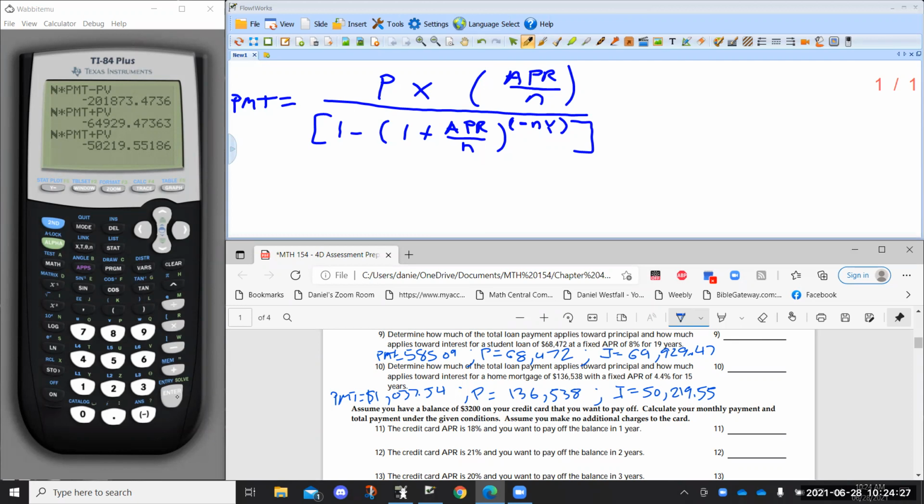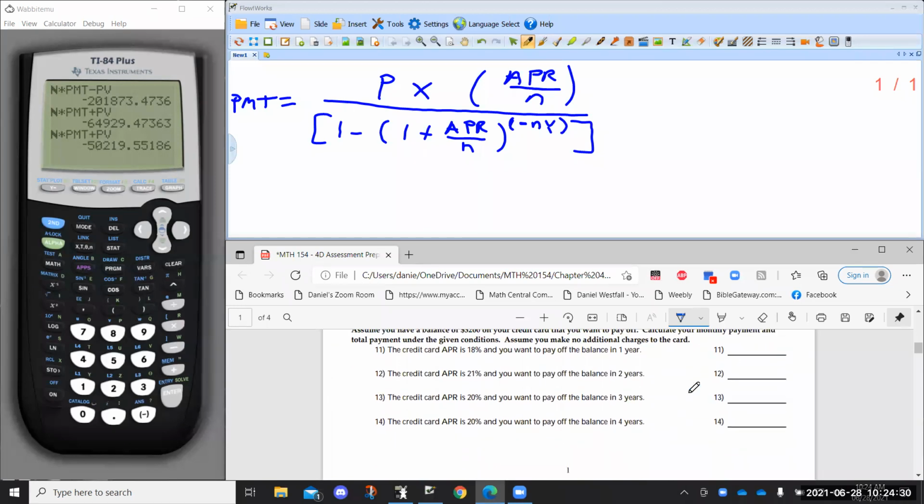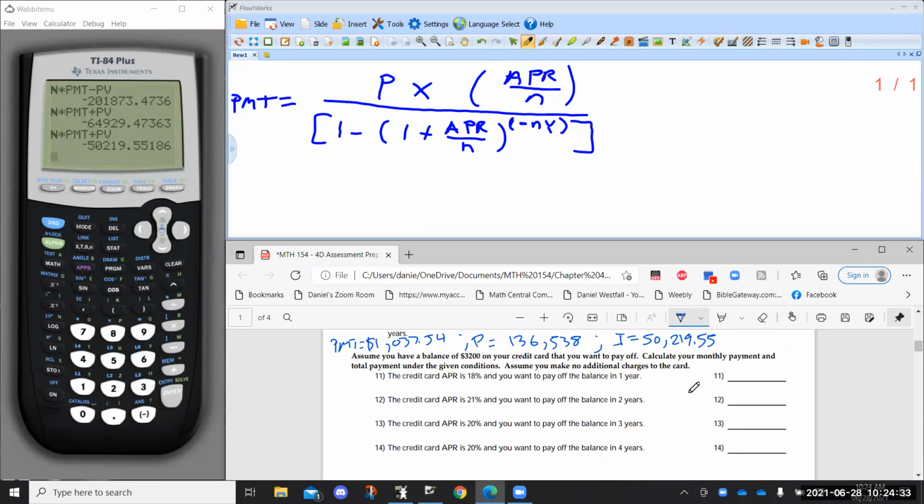Okay, so moving right along, assume you have a balance of $32,000 on your credit card that you want to pay off. Calculate your monthly payment and total payments under the given conditions. Assume you make no additional charges to your card during that time. Okay, this is basically the same thing. We're saying that the APR of the card is 18%. You want to pay off the balance in 1 year. So 12 times 1 is 12.